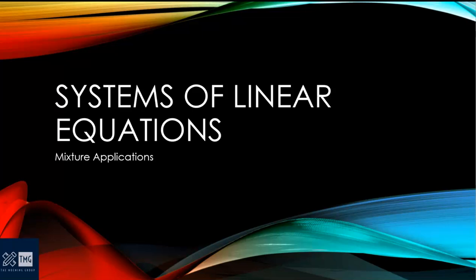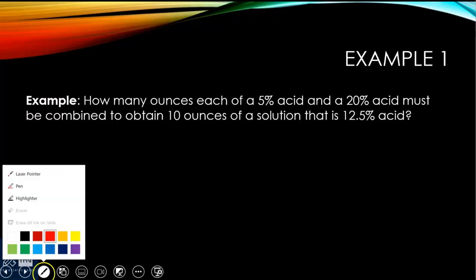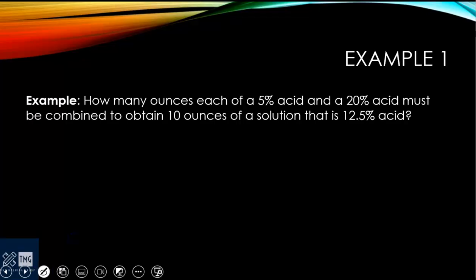Applications of systems of linear equations can be tricky, and here we're going to do some mixture applications, and more specifically, acid. So how many ounces each of a 5% acid and a 20% acid must be combined to obtain 10 ounces of a solution that is 12.5% acid? All right, so there's some steps to this.